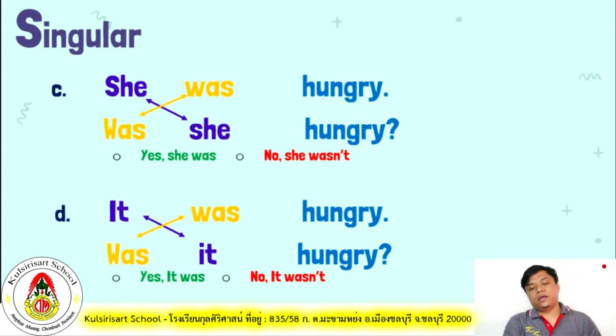To make it into a question form, you will transfer again the verb to be, was and were, to the first part of the sentence, and then you add the subject and then the rest of the sentence. So after that, if it becomes a question, you will answer it with yes or no. Short answers like yes, she was, or no, she wasn't, yes, it was, and no, it wasn't. Okay, understood?